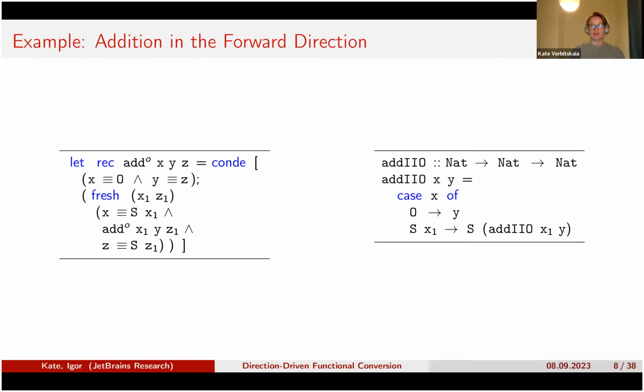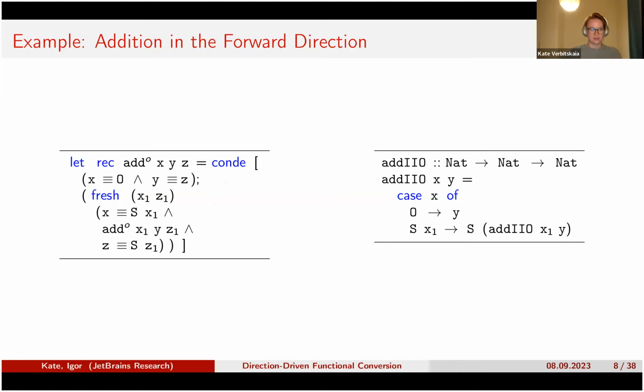Let me start by introducing several examples which demonstrate functional conversion, and then I will talk about how it's done, and Igor will also talk about how it's done. So here on this slide we have an addition relation implementation. It works over Peano number representation. It examines the value of x, and if x is 0, then the sum of x and y is z, and if x is not 0, then we can do the recursive call, and then we just add a successor to z to get the result. This is one implementation of this addition relation. Of course, it can be different.